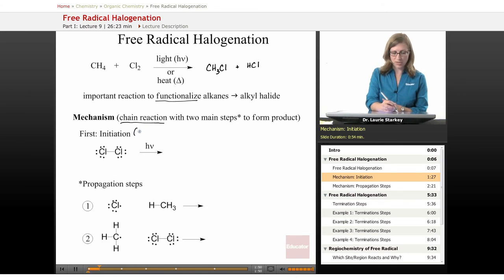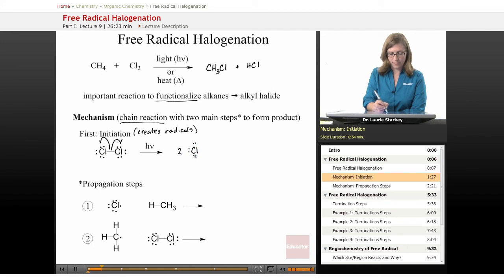Initiation step is one that creates radicals. And the way a radical is created in these reaction conditions is that the chlorine reacts with either the hν or the heat, the light or the heat, and we're going to break the chlorine-chlorine bond homolytically. One electron is going to go to each side, and we're going to form two chlorine atoms. So that's going to be our very first step in the mechanism, is to create a radical.